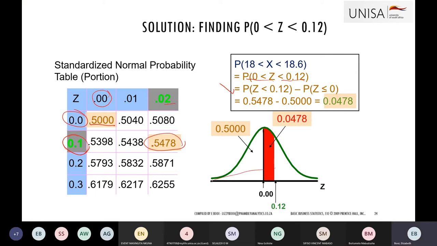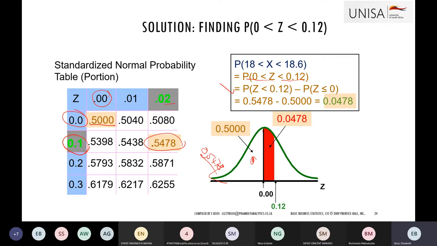We take the probability from the red and the shaded, all this is 0.5478. Remember, it would have been the red shaded all over, which is 0.5. And we just need to subtract there. We just need to subtract the non-shaded area, so that we are left with only the red shaded side of things. And that's how you find the probability of between.